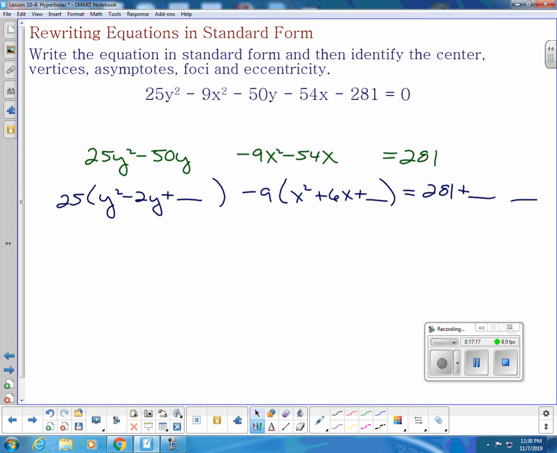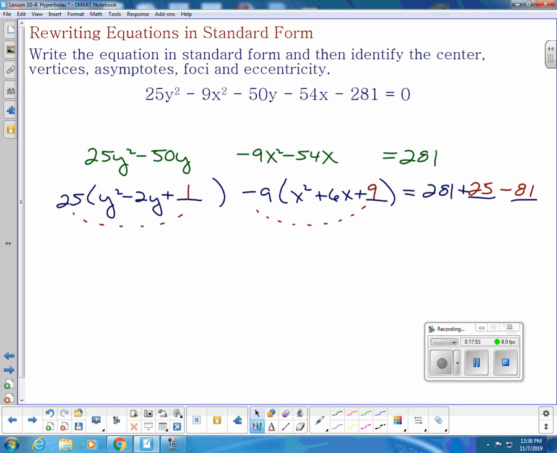Okay. So what would I add to the first parenthesis? Half of 2 squared is 1. What would I add to the other side? 25. Second parenthesis, half of 6 squared is 9. What's going on the other side? Negative 81. So in hyperbola, you're going to add and subtract to the other side.